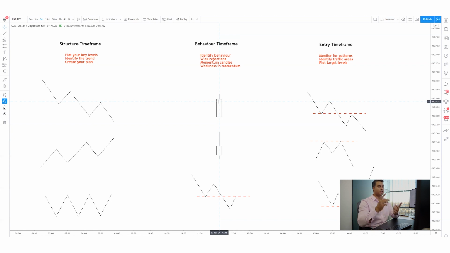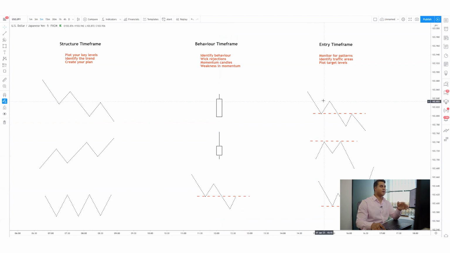Are there lots of wick rejections? Are there doji candles? Is there indecision? Is there pin bars? Is there momentum candles, etc., etc.? Is price breaking previous structural lows and highs, creating a shift in structure, looking then for potential retest, double tops, double bottoms, etc., etc. That's what you're looking for in your behavioral time frame.